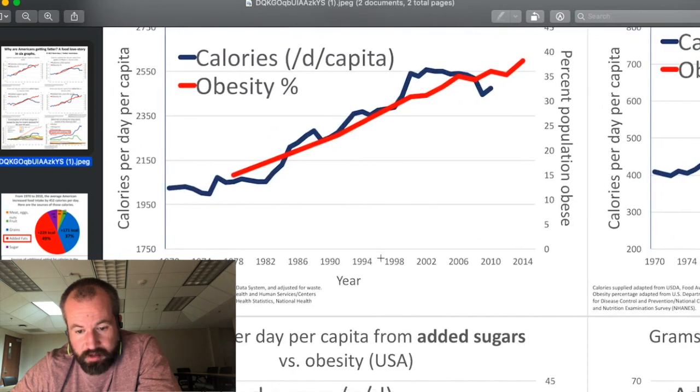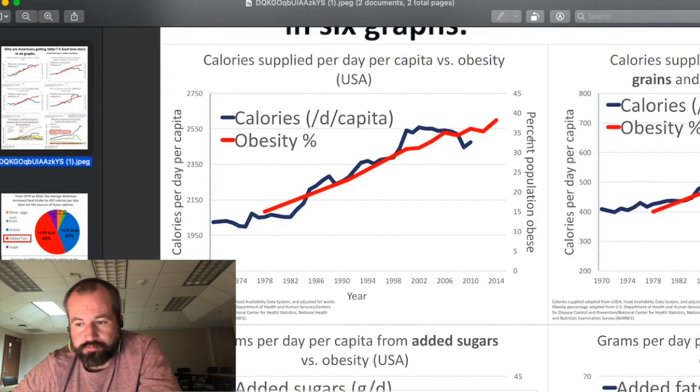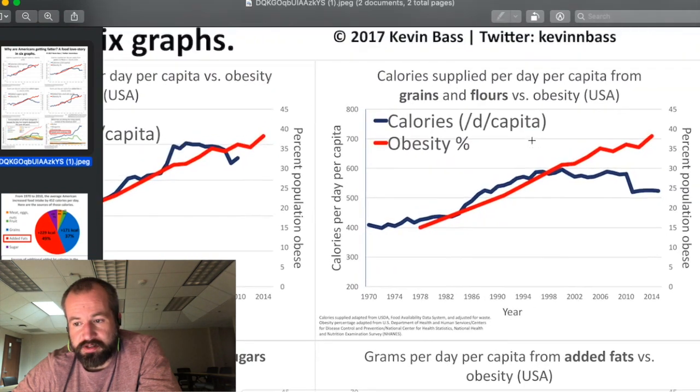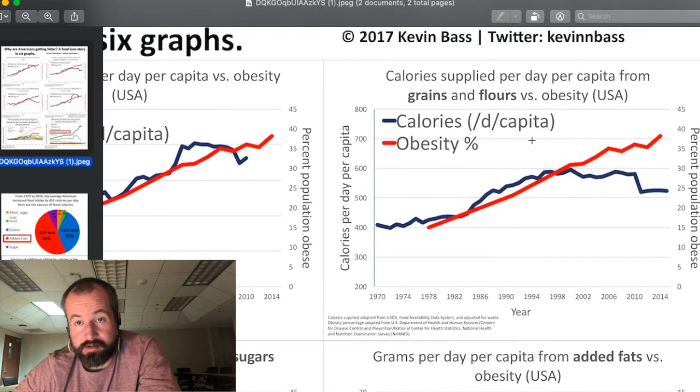So it's adapted from the USDA Food Availability Data System and adjusted for waste. The obesity percentages are from the U.S. Department of Health and Human Services, or Centers for Disease Control and Prevention, and the National Center for Health Statistics National Health and Nutrition Examination Survey, or NHANES. Cool. And every graph in this series of 6 graphs is the same.